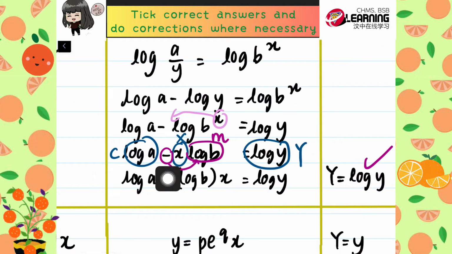Because if you look at this, negative X log B means negative log B times X. So basically your M here is your negative log B. Okay, if you want to put it in a way that you can see clearly what your M is, this is how you write it. This is your X, this is your big Y, and this is your C.